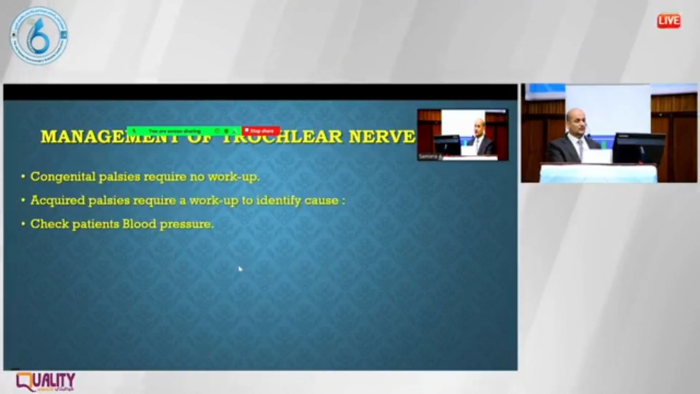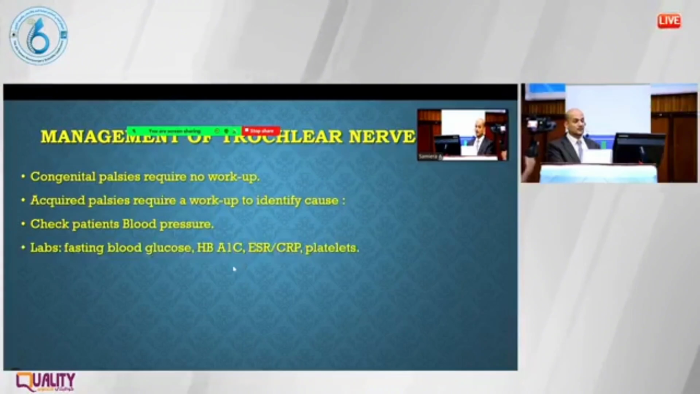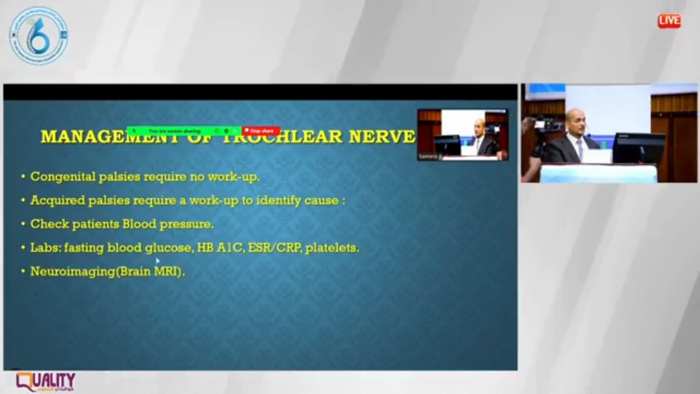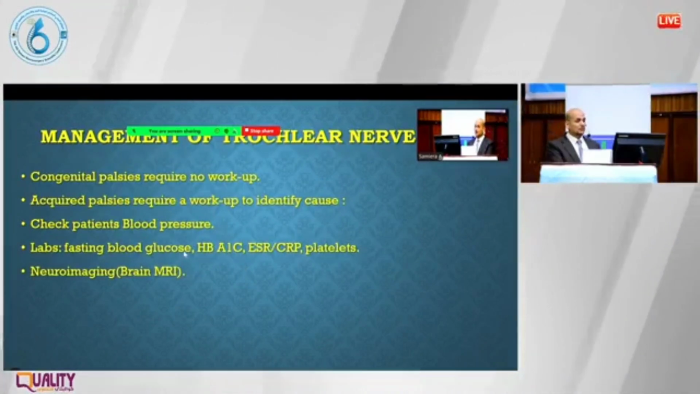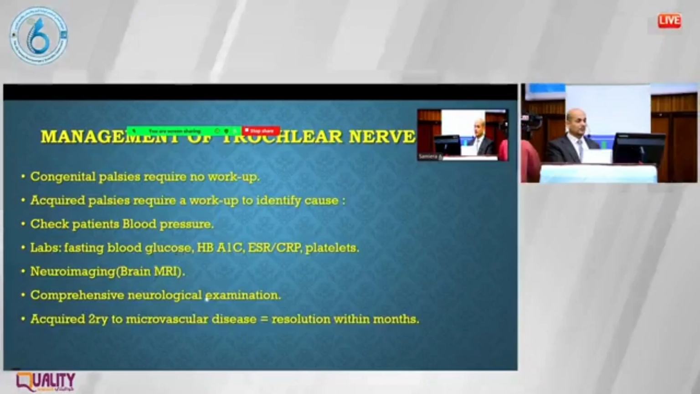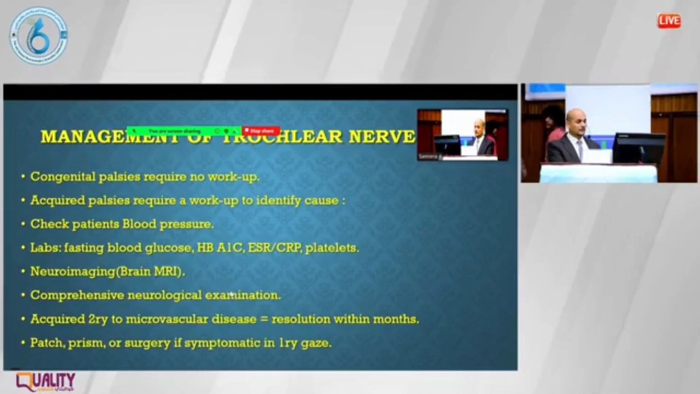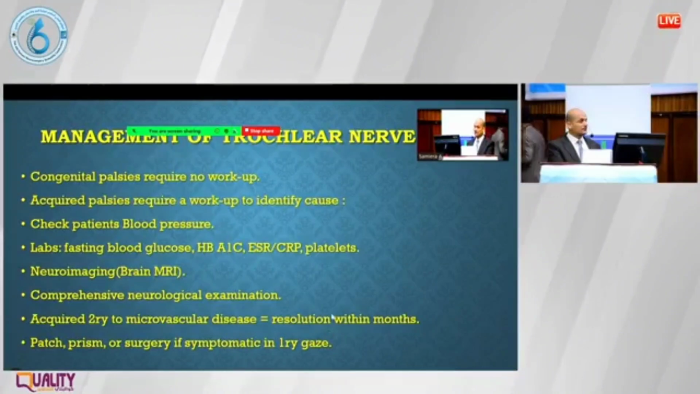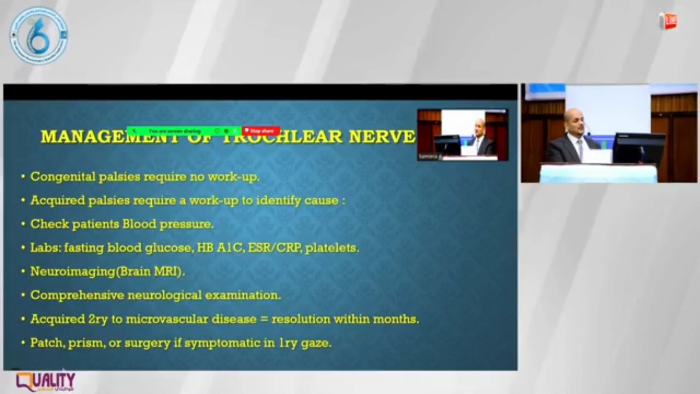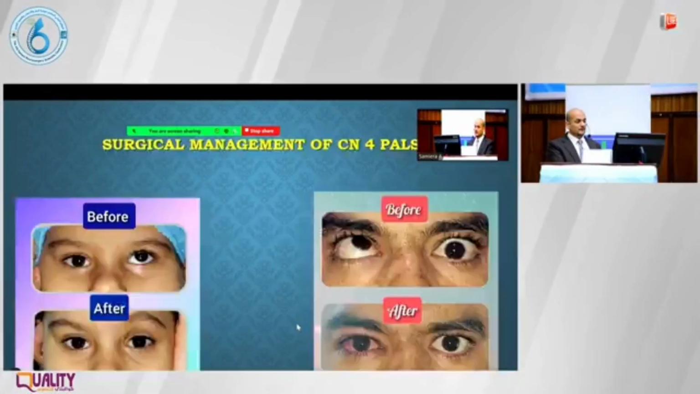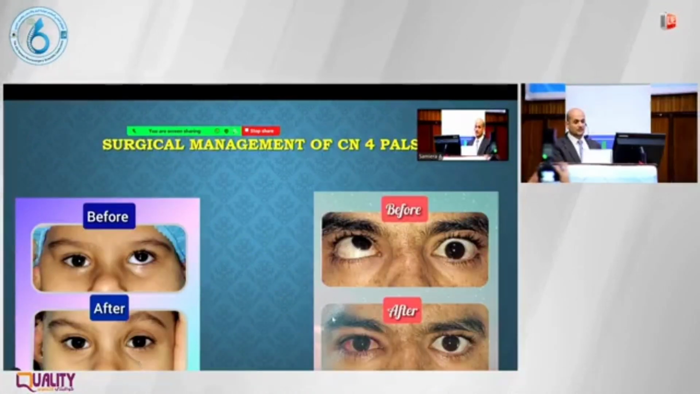So management: in congenital palsies, usually we don't need any workup, but in acquired cases we need a workup to identify the cause. Again, we will check the blood pressure, do the labs, neuroimaging, and a comprehensive neurological examination. For acquired cases secondary to microvascular disease, again resolution will happen within months. Patching, prism, surgery if symptomatic. Those are cases of trochlear nerve palsy that is treated surgically.